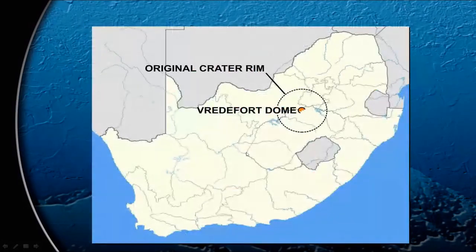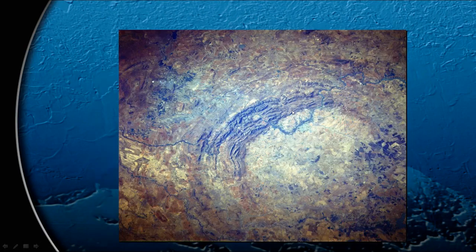Now here's the Vredefort dome right here. And this is the original crater rim. And it's in a big basin right in here. From space, you see the dome. In fact, in this area, they believe 9 kilometers of sediment have been eroded off. So you're seeing the lower part of the impact structure. And this is the center of it right in here.